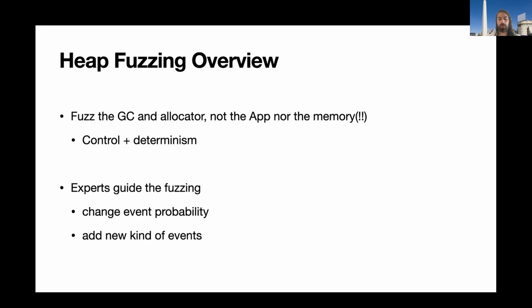The second thing is that our solution is not completely random. We have made fuzzing guided by experts. So the experts, people that know how the garbage collector works, somehow change the probability of events, and they can add new kinds of events.